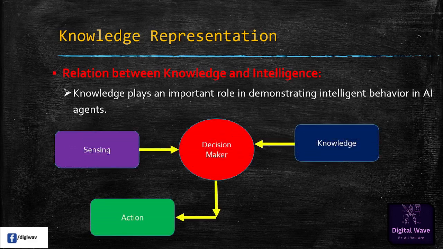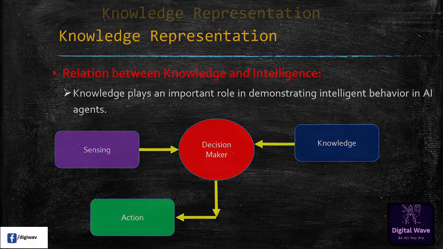Here we will understand this relationship with a diagram. There is one decision maker which acts by sensing the environment and using knowledge. But if the knowledge part is not present, then it cannot display intelligent behavior. This is how we can describe the relationship between knowledge and intelligence.